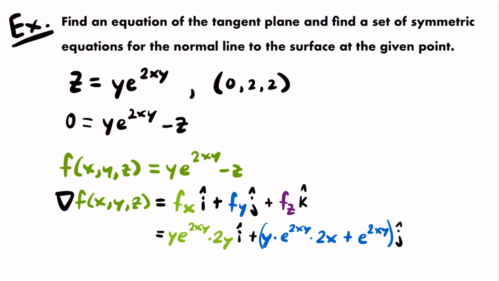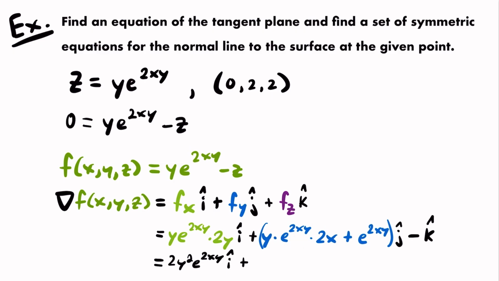There's no z's in it, so its derivative would be 0. Just focus on this term, the derivative of negative z, so we get minus k. All right, and then before we evaluate this gradient vector at this point to get our normal vector, I do want to simplify this just a little bit. You can multiply these y's and get y squared.